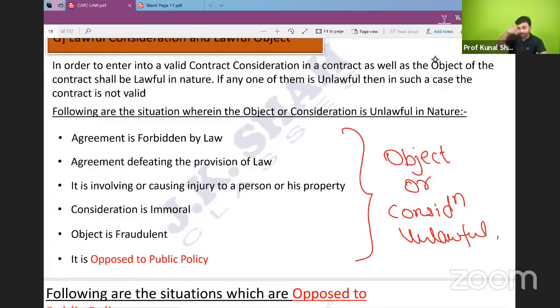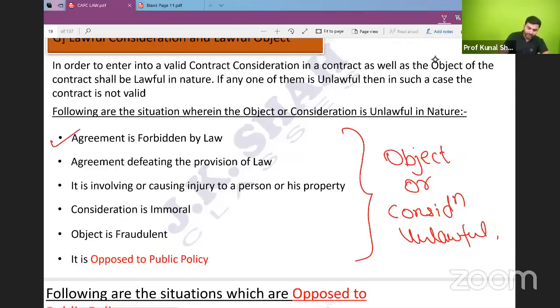For that reason, in those circumstances, there won't be a valid contract. Pretty obvious, na? For a valid contract, what do we require? The object should be lawful, and the consideration should also be lawful. But in the following situations, either the object is unlawful or the consideration is unlawful. Hence, there cannot be a valid contract in those circumstances.